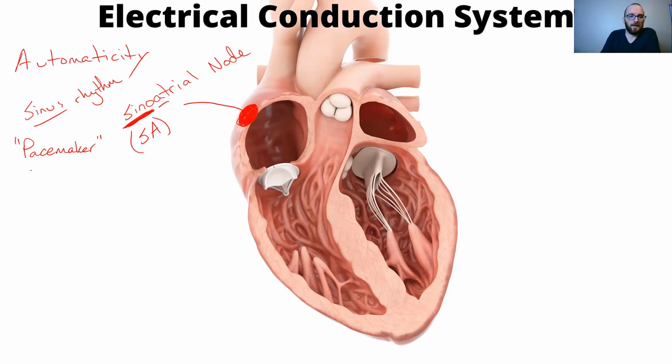It has what we call a natural intrinsic rate. If we just neutralize everything, that little bundle of cells would like to fire 60 to 100 times a minute. That's why the normal adult heart rate range is 60 to 100, because the SA node wants to fire 60 to 100 times a minute. Can it fire slower than that? Absolutely. Can it fire faster than that? Absolutely. Is it a problem? Maybe. It depends on the patient.